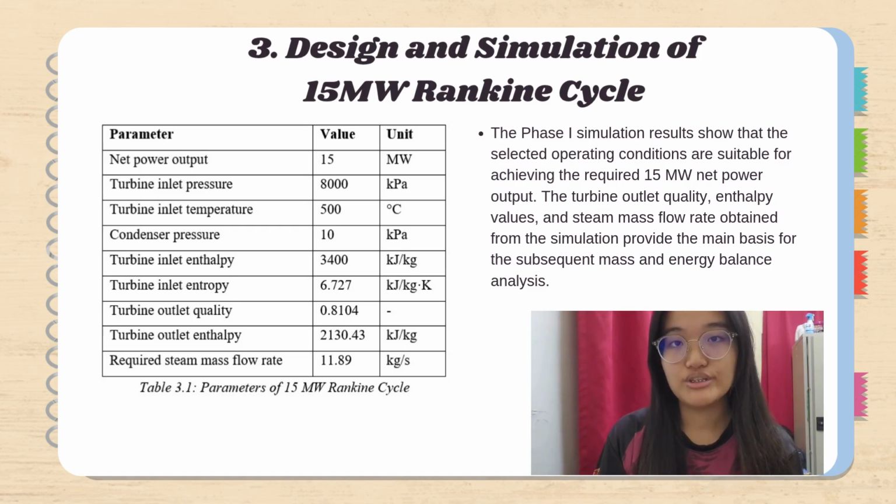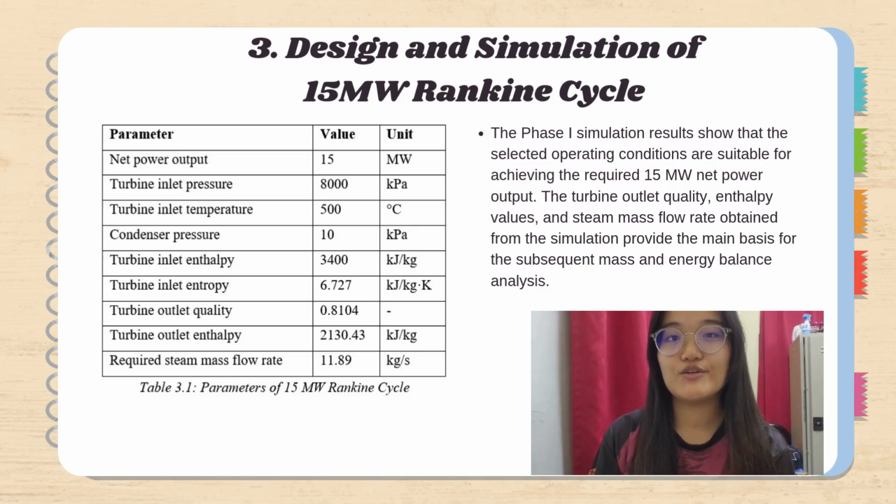By using this assumption, the turbine outlet condition was determined at the condenser pressure. From the simulation, the turbine outlet steam quality was calculated as 0.8104 and the turbine outlet enthalpy was 2130.43 kJ per kg. The steam quality value of 0.8104 means that the steam leaving the turbine contains 81.04% vapor and 18.96% liquid moisture. This indicates that the steam becomes a wet mixture after expansion.